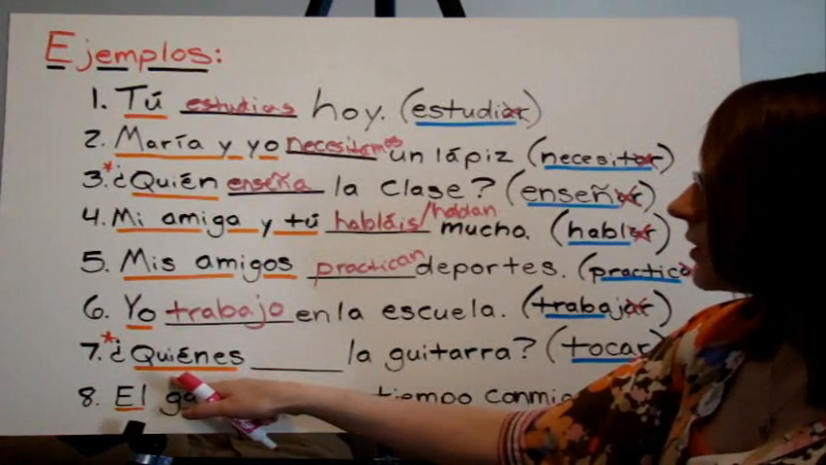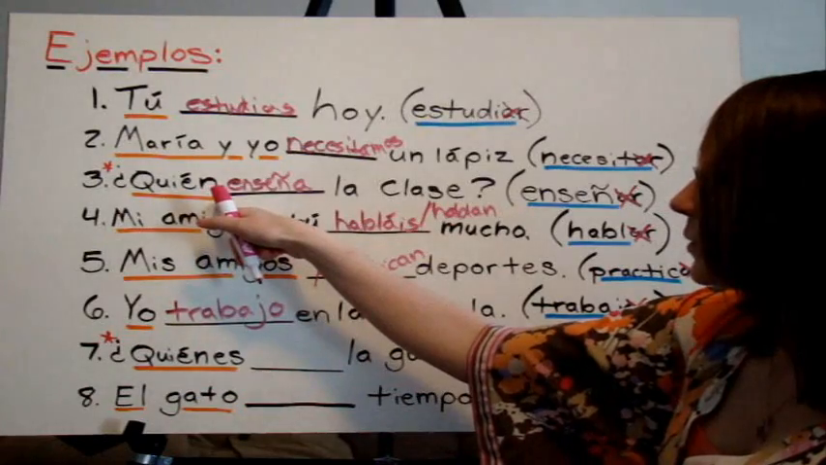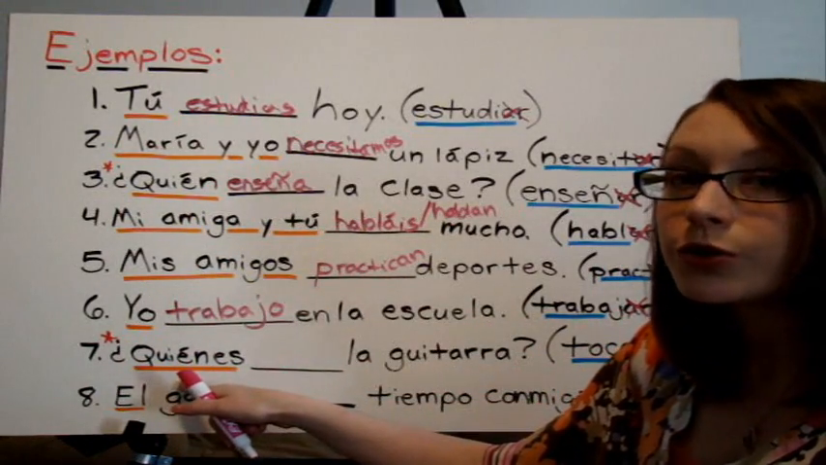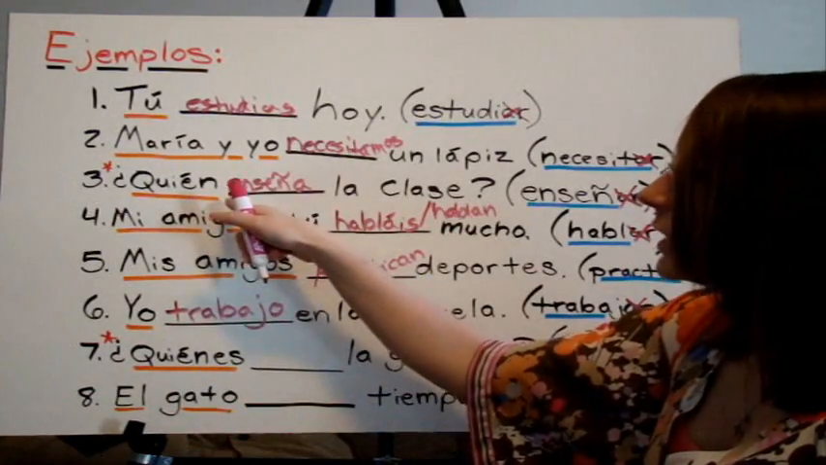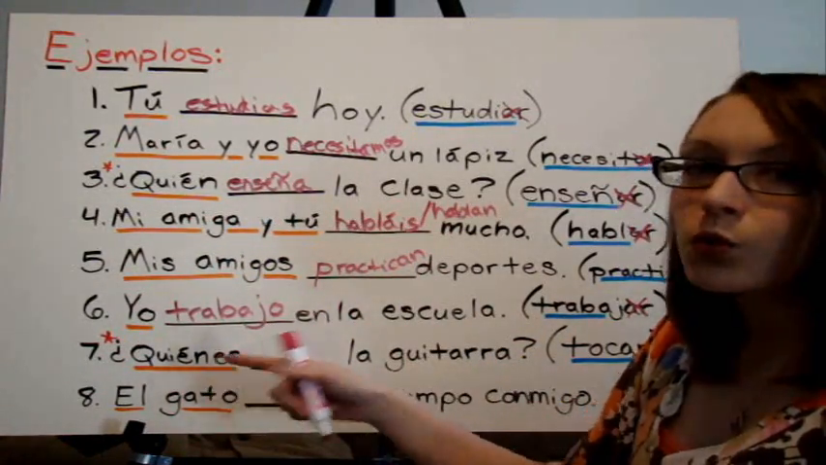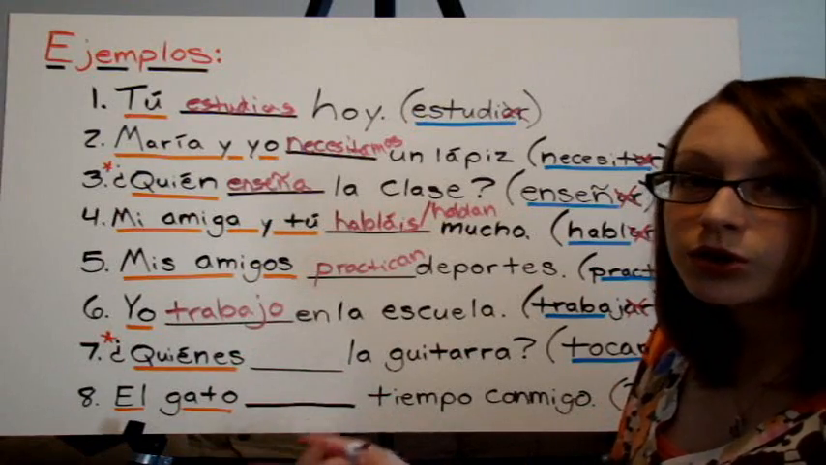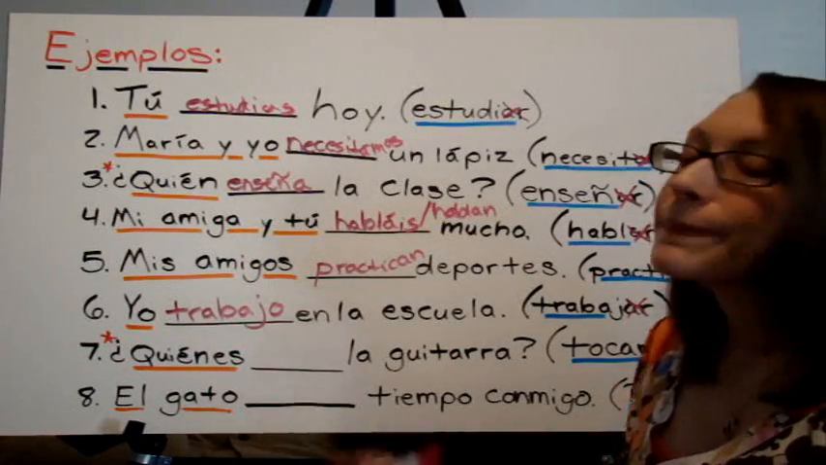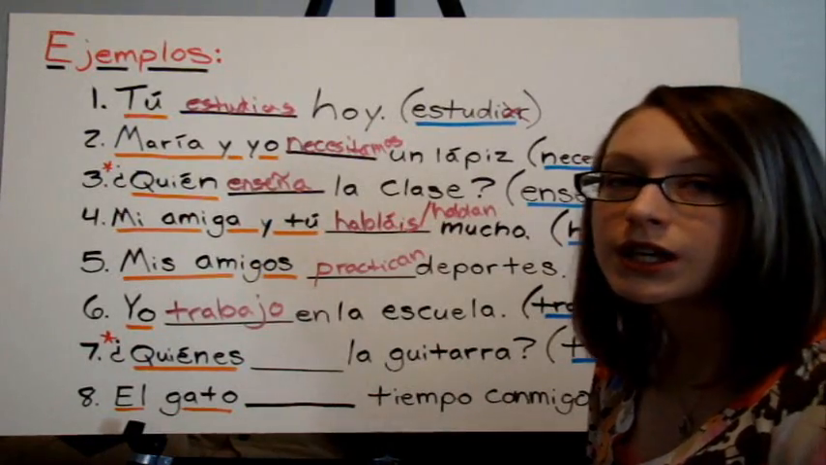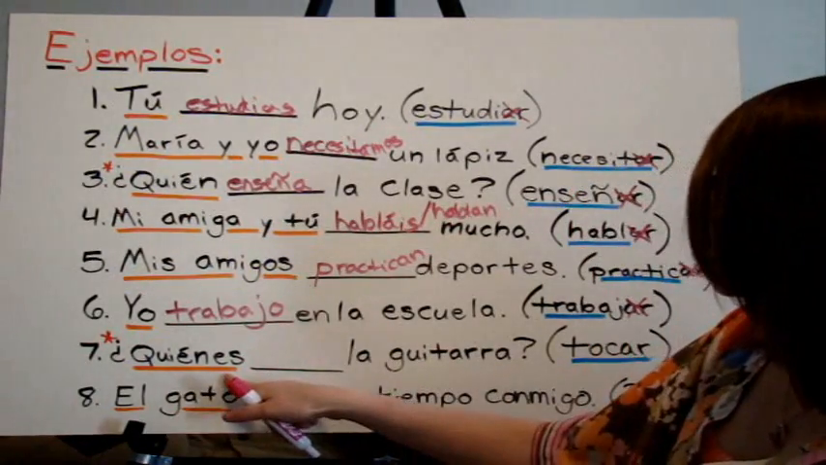¿Quiénes? Now, if this looks similar to this one, it is because this one is singular and this one is just the plural version of who. So just like this one, we didn't know who we were talking about, but we did know it was singular. This one is the same way. We don't know who the subject is, but we do know that it's multiple people. So that tells us right away that we're going to conjugate for the plural form.